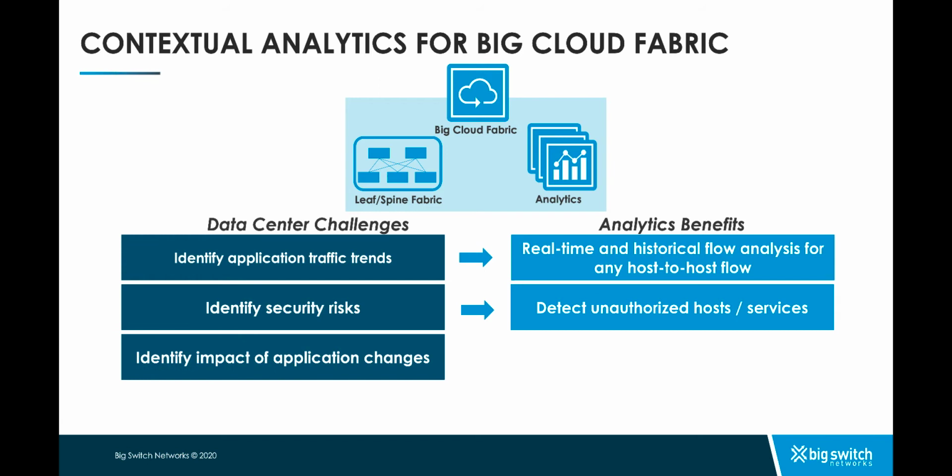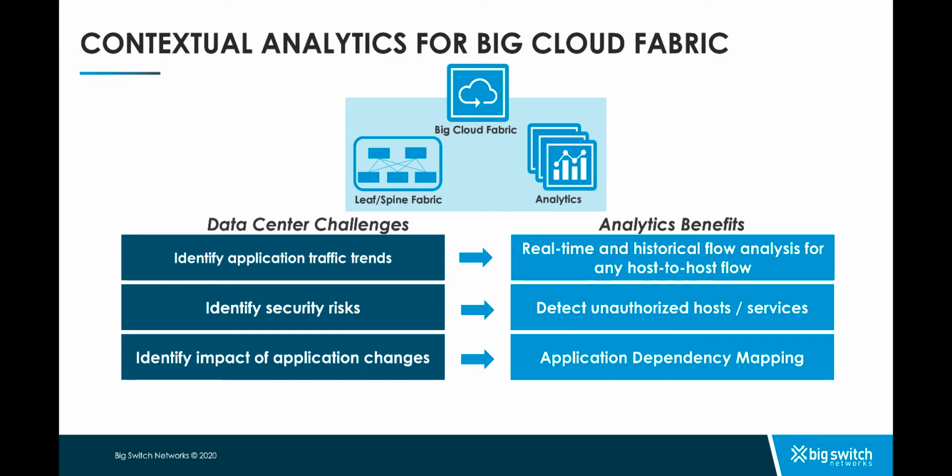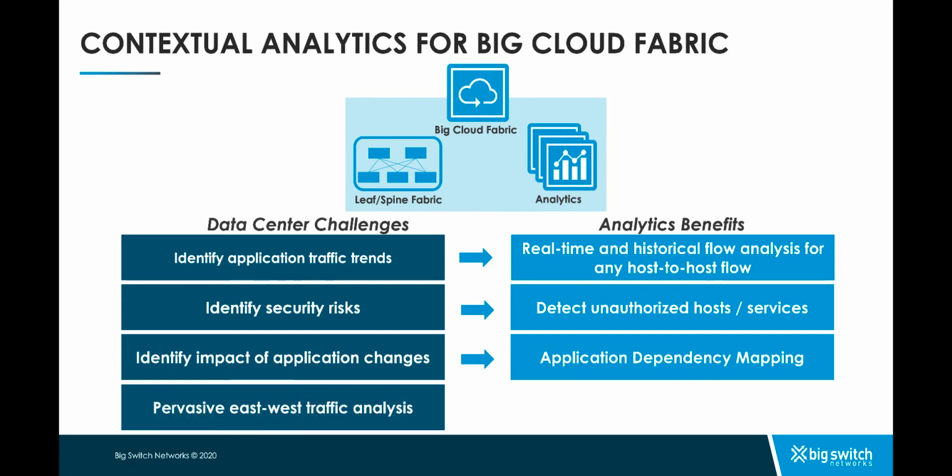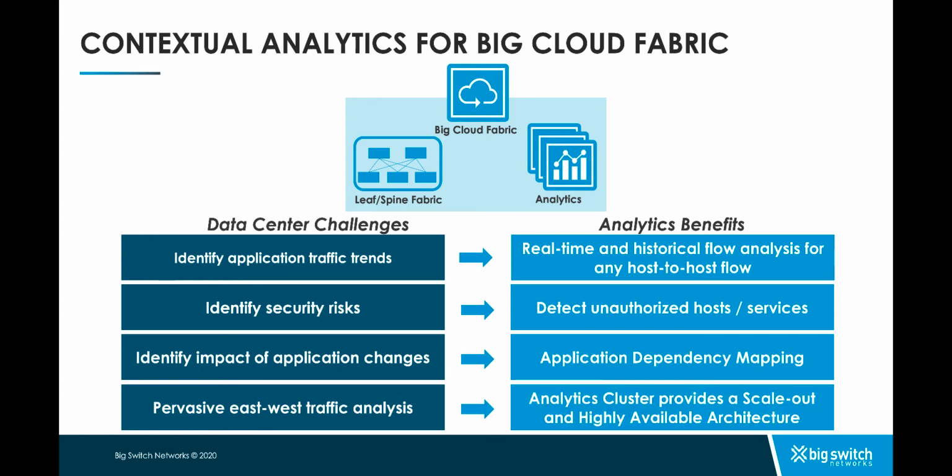Many DevOps tasks like application migration, asset management, or identifying performance slowdowns need a clear understanding of interactions between applications. Application dependency mapping helps visualize these complex application dependencies and eliminates the blind spots in the network. And lastly, analytics enables pervasive traffic analysis using a scale-out and resilient architecture that can keep up with the needs of your data center network.